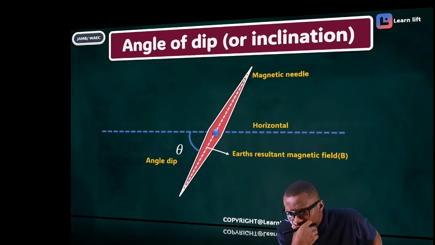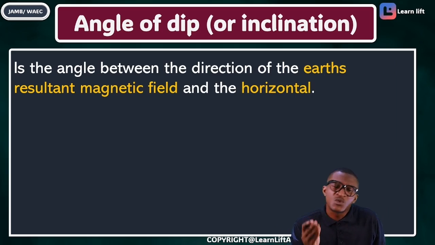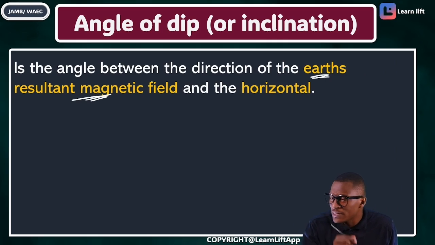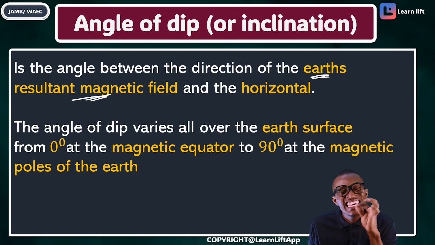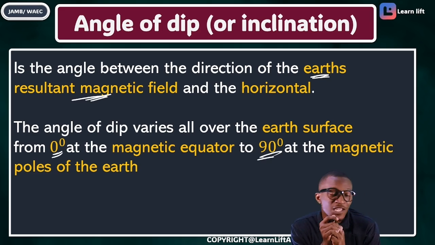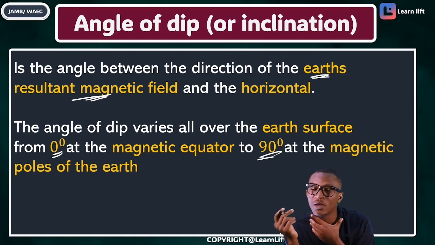Do you understand that? Now take note that the angle of dip is the angle between the direction of the earth's resultant magnetic field and the horizontal. Take note that the angle of dip varies. At the equator, it is 0 degrees, while at the pole, it is 90 degrees. If they ask you what's the value of the angle of dip at the equator, just shout 0 degrees. What about the pole? 90 degrees.